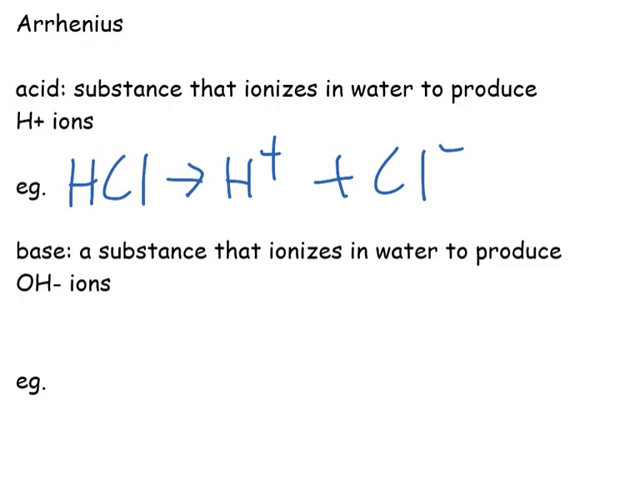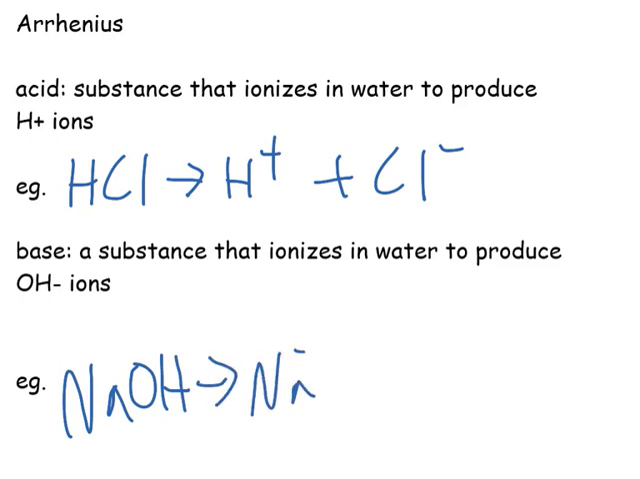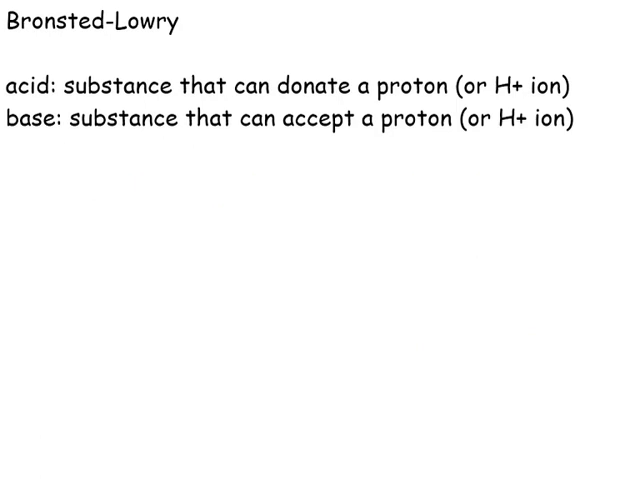Likewise, bases are substances that ionize in water to produce hydroxide ions. The classic example would be sodium hydroxide, which dissolves into sodium ion and hydroxide ion. So we know sodium hydroxide is a base because it ionizes in water to produce hydroxide ions. This is probably the most well-known definition of an acid and base, but we need to learn two more.